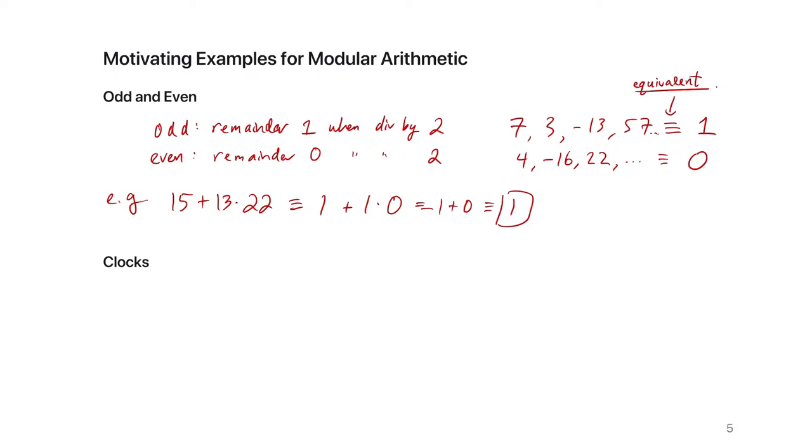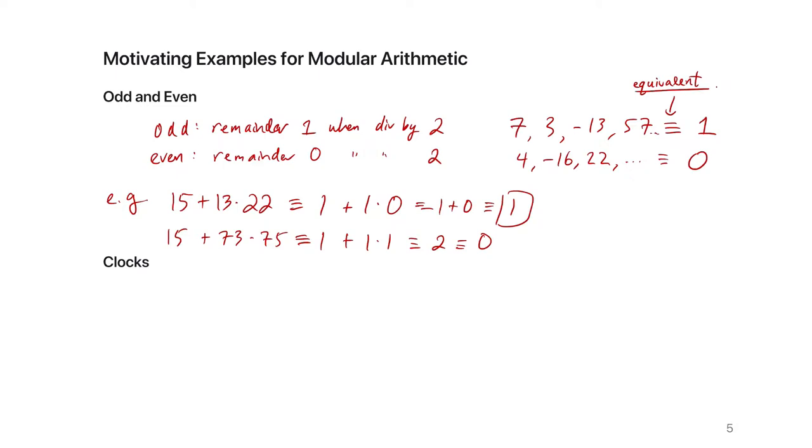Is that clear? Similarly, what if I just did 15 plus 73 times 75? In that case, we'd have 1 plus 1 times 1, which is 2, because 15, 73, and 75 are all odd. But remember, when we're considering odd and even, the only numbers are 0 and 1. So what can we say 2 is equivalent to? 0. So we can just say this is equivalent to 0, telling us that the result of that operation is an even number. Is that idea clear?